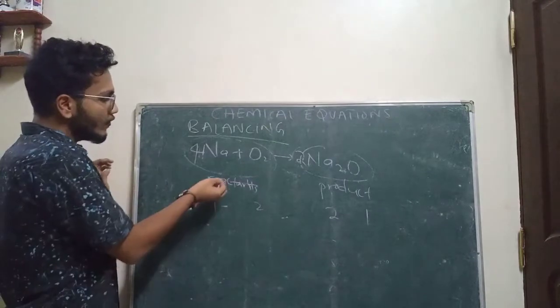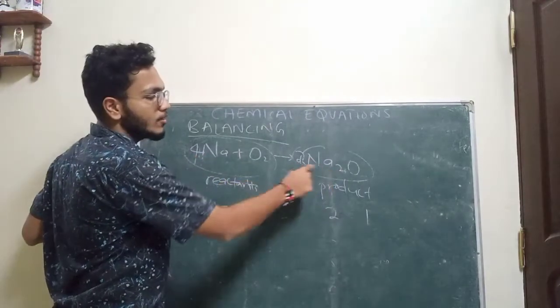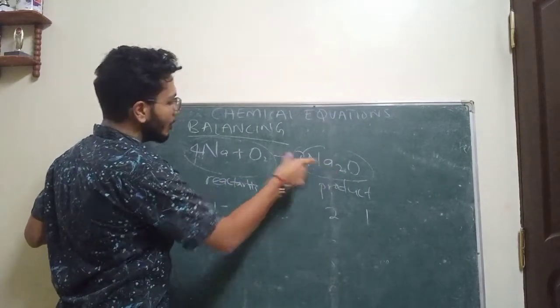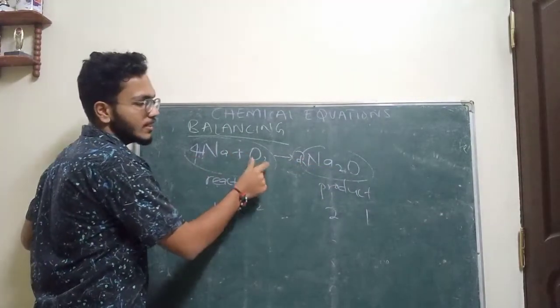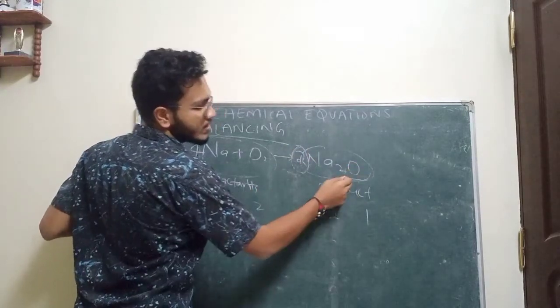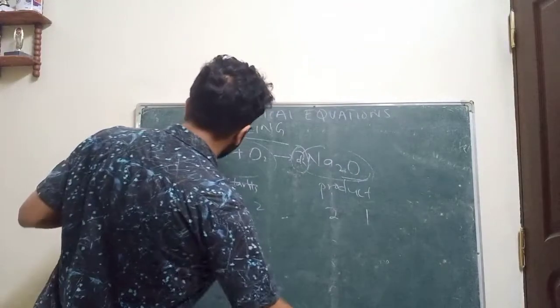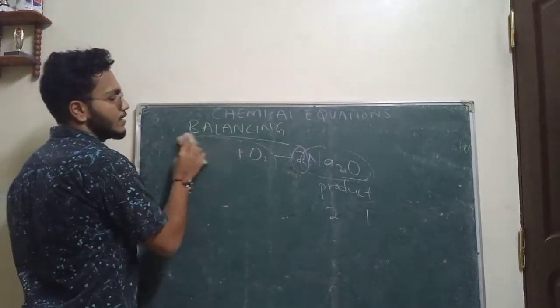Why? Because there are 4 sodium atoms, and here if you place a 2 and there are already 2 sodium atoms, 2 times 2 is 4. So there are 4 balancing 4. There are 2 oxygen atoms. This 2 also applies for this oxygen. So 2 oxygen atoms, and your equation is chemically balanced. Another example.